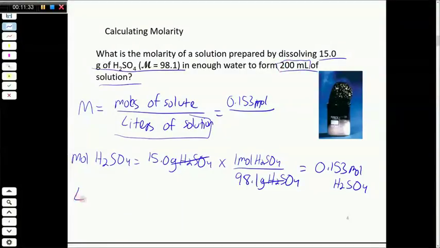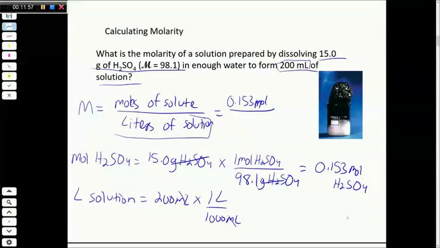We haven't seen volume units too much in this course yet, but milliliters is 10 to the minus third. So if we want to go from milliliters to liters, if we have 200 milliliters, we're going to use a ratio of 1 liter per 1,000 milliliters. A milliliter is 1,000 times smaller than a liter, so you do it like this. Or you could do 10 to the minus third liters per milliliter, whatever you prefer. But anyway, we convert that into liters by dividing by 1,000, and that comes out to 0.2. And we put this back up into our denominator to get the molarity.